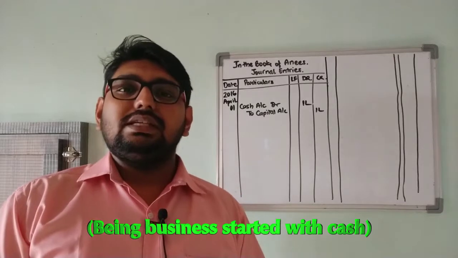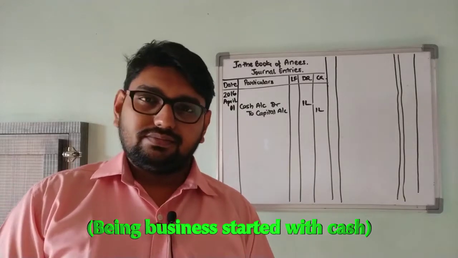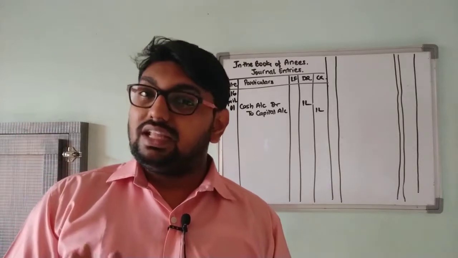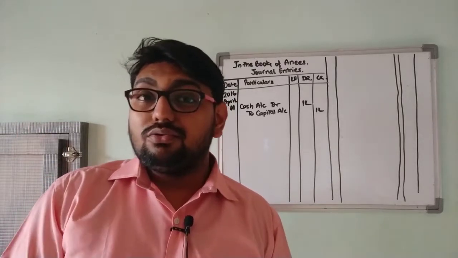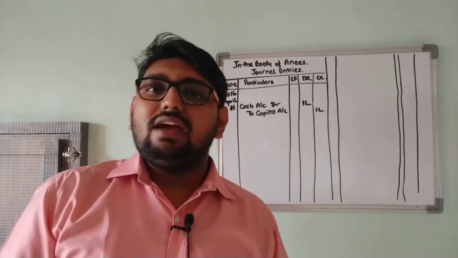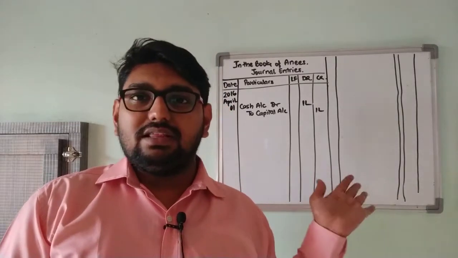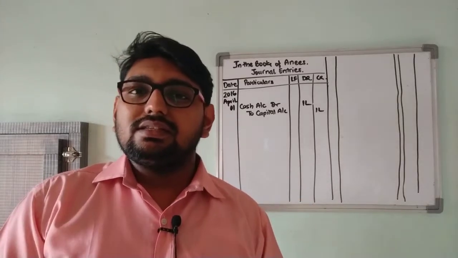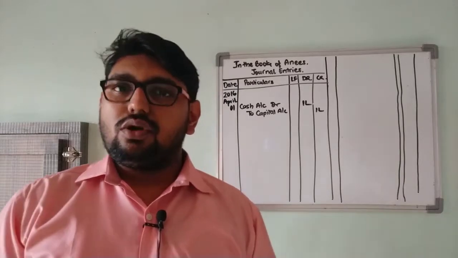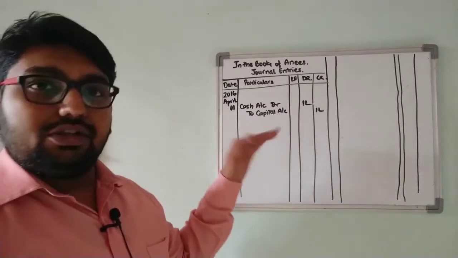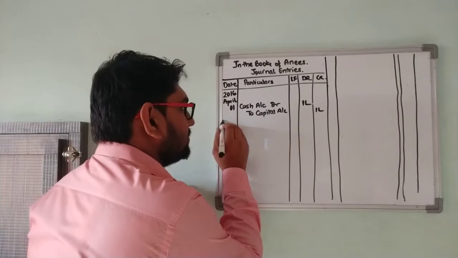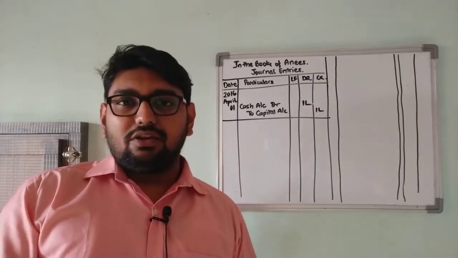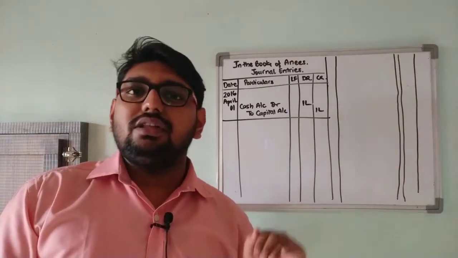Being, business started with cash. Now in this transaction, the word cash was not mentioned anywhere, but that is the golden rule of journal, that whenever you do not have any aspect which is visible in the transaction, you are supposed to assume that it is done with cash. So after your narration, you are supposed to draw a horizontal line like this. This is just for presentation purpose. This is mainly done so that you can differentiate between various journal entries.